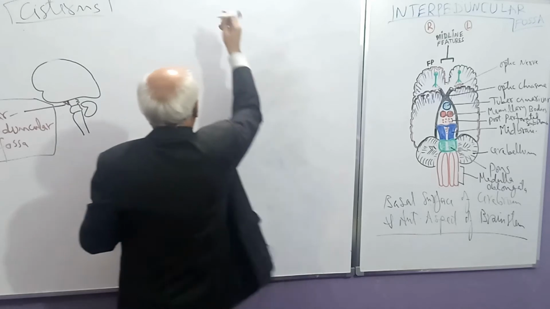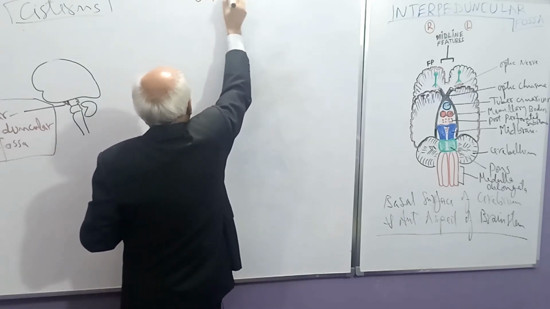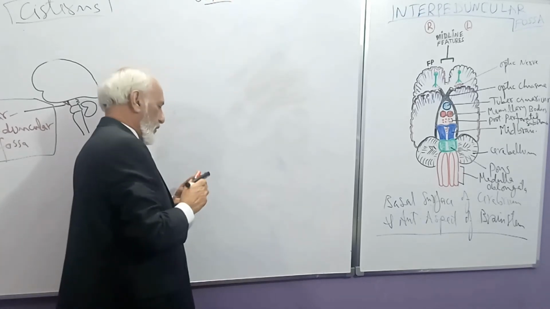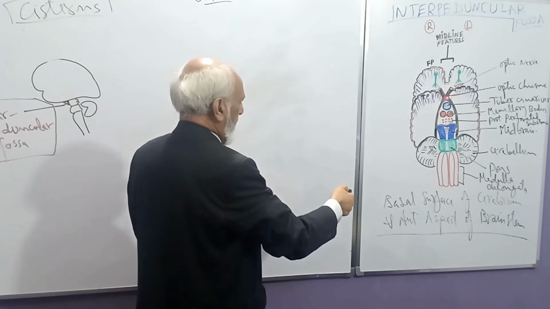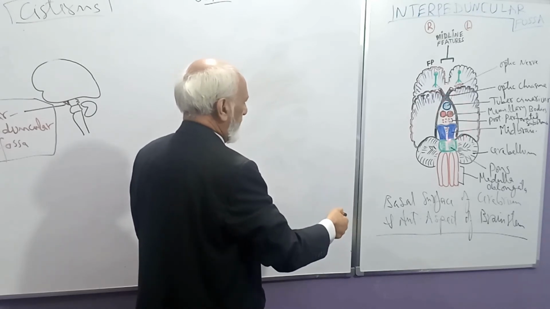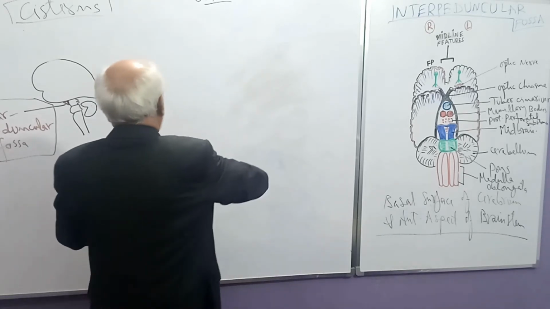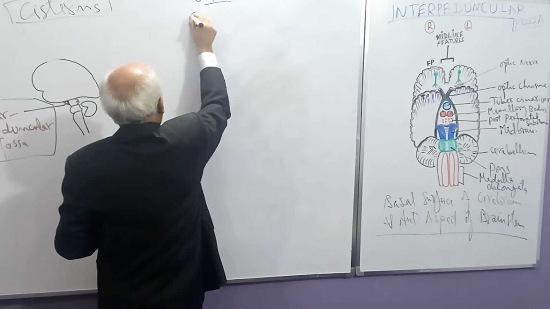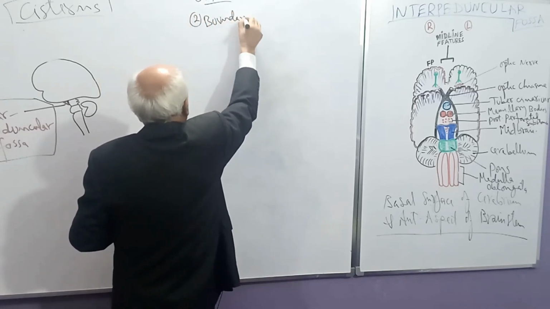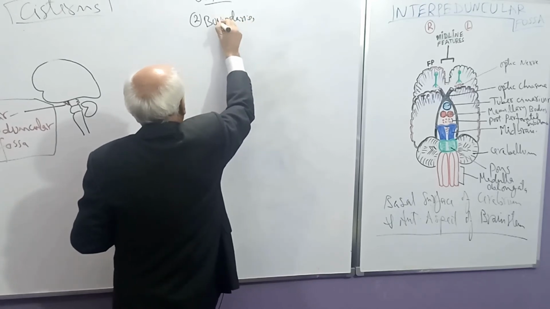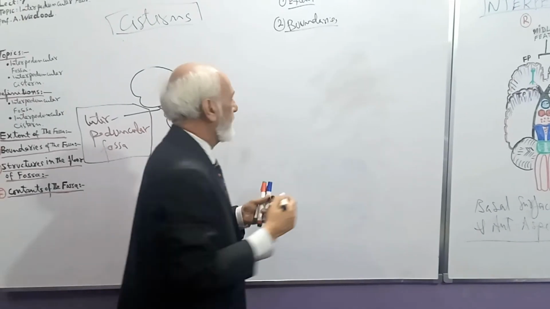So first of all, we talk about the extent of the interpeduncular fossa. It extends from the optic chiasma anteriorly to the midpoint of the upper part of the pons posteriorly. Next, what are the boundaries of the interpeduncular fossa?